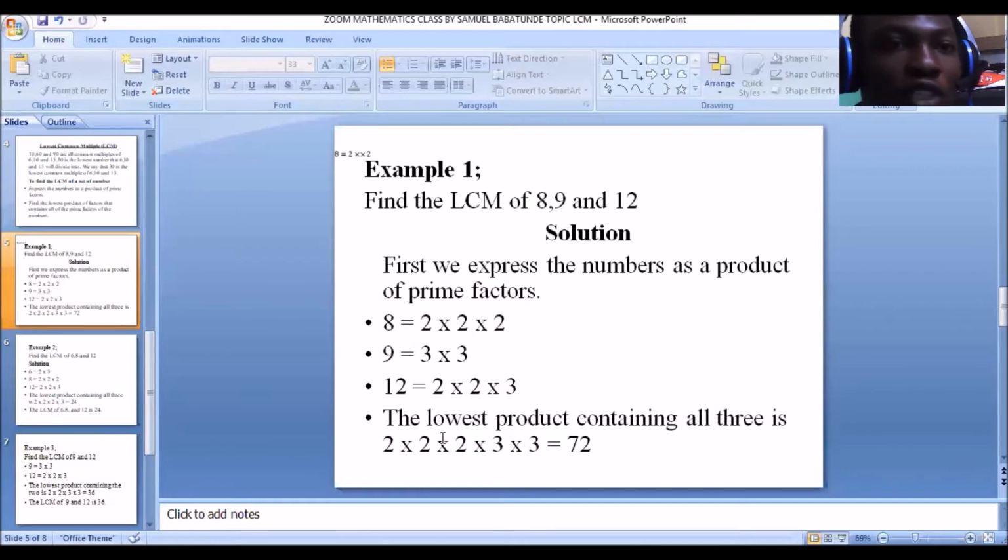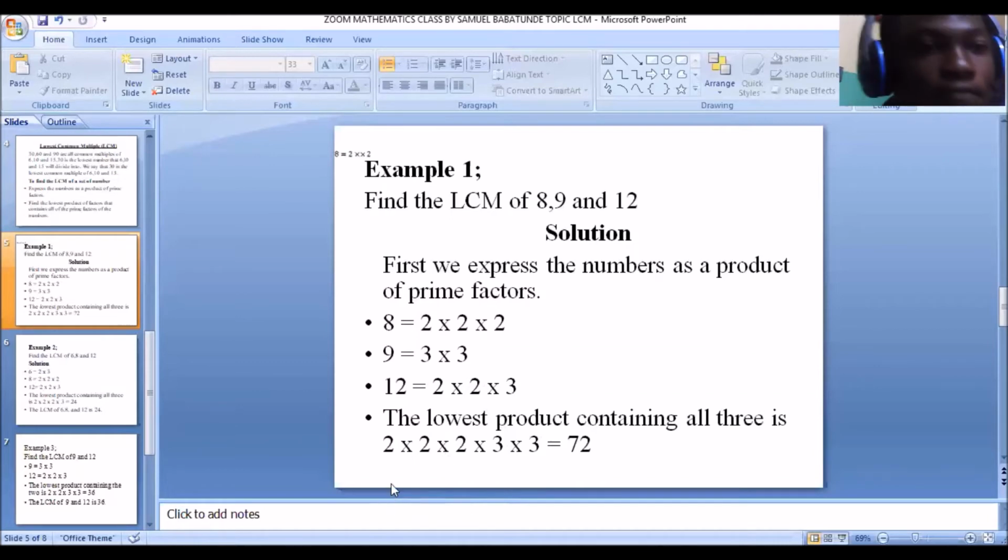And for us to move with the lowest product, we'll just pick the numbers that are found. See this 2 times 2 times 2, you pick it, and 3 times 3, you pick it. You don't need to add this 2 times 2 times 3 again. Why? Because this 2 times 2 times 3 is already found in the numbers we've picked. Look at it, 2 times 2 times 3 is already there.